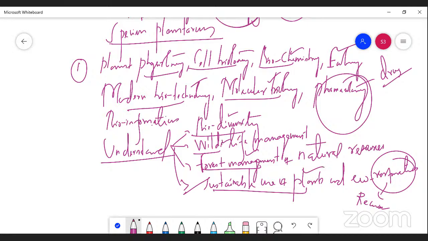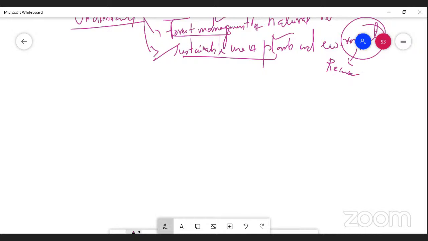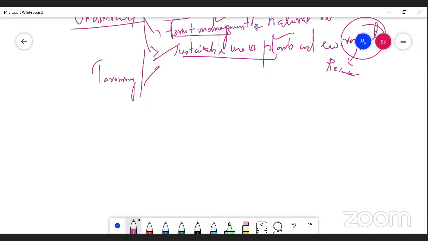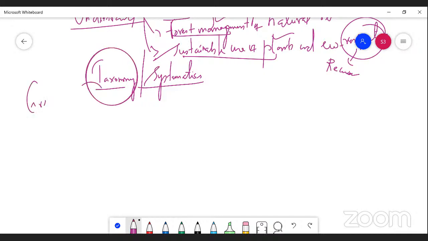Next, I am going to discuss the meaning of taxonomy and systematics. First of all, what do we call taxonomy? The word taxonomy comes from Greek. It includes two words. Taxa, that means arrangements.